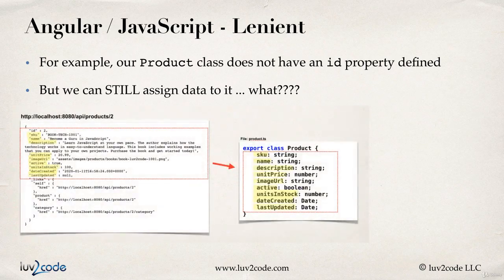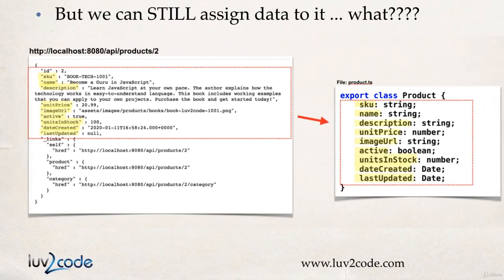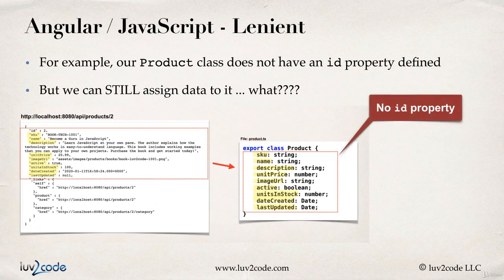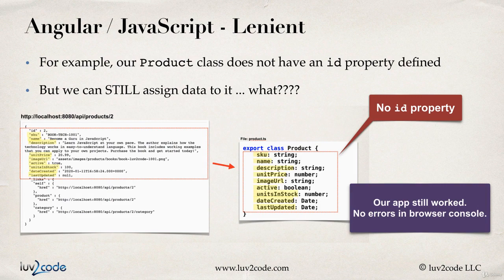What? So if you noticed in some of our previous videos, if you were very observant, over on the left-hand side, we had the JSON that was being passed back from the Spring Data REST application. And then this data was being mapped over to a product class on the TypeScript side. We had a one-to-one mapping on these properties here. However, there was no ID field in our product class on the TypeScript side, but our application still worked and we didn't have any errors in the browser console. Interesting.